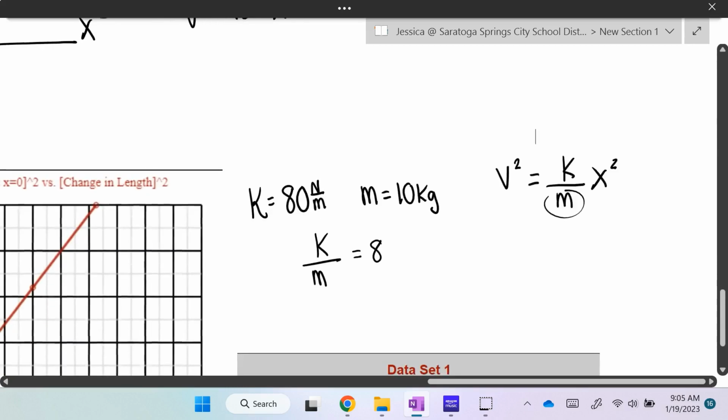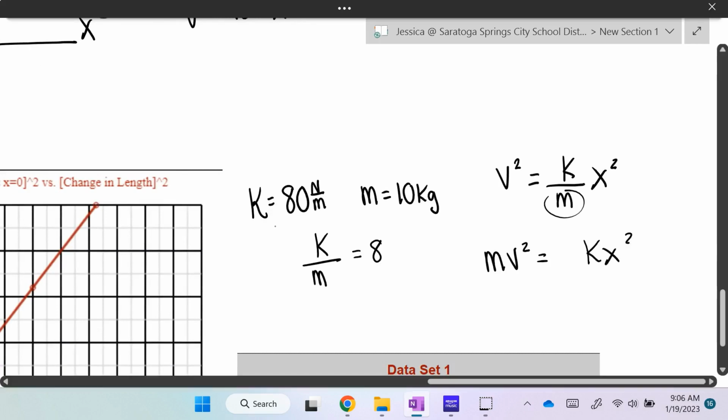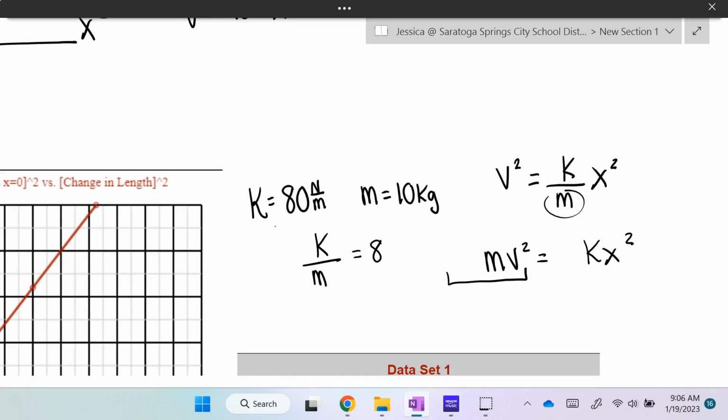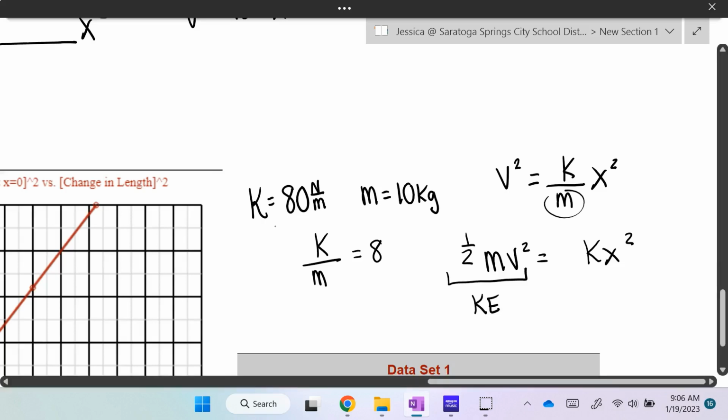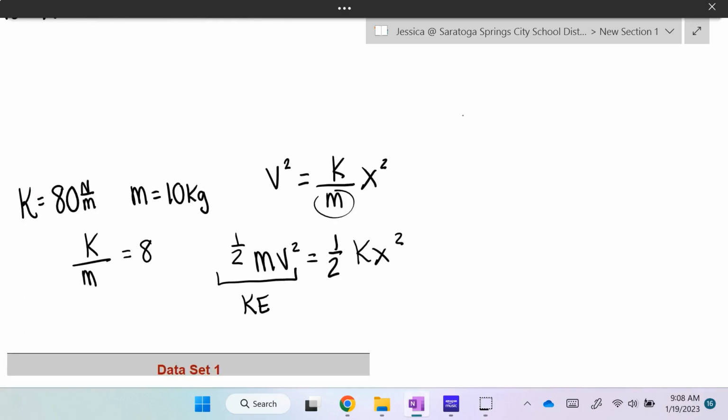Okay. So again, my whole goal is to have kinetic energy on one side, spring potential on the other. So multiply both sides by mass, and the only thing that's missing from that equation is 1/2. So I'm going to throw 1/2 in there. Now, what that means is in order for both of these sides to be equal, there also needs to be a 1/2 in front of the kx squared. Now 1/2 ends up canceling, which makes sense as to why it doesn't show up in our slope, right? Because there's a 1/2 on both sides. So what that means is my spring potential energy equation looks like 1/2 kx squared.